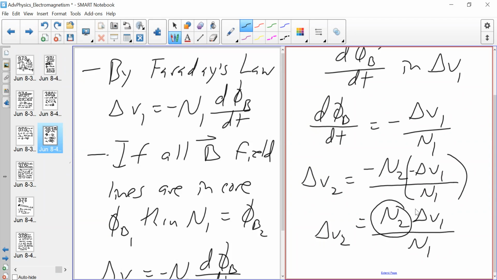That's why in a step up transformer, N2 is greater than N1. We're stepping up the voltage. But in the distribution station, in the power lines you see on the street, those are step down transformers, because you're going to step the voltage all the way down to 120 volts AC at your outlet.